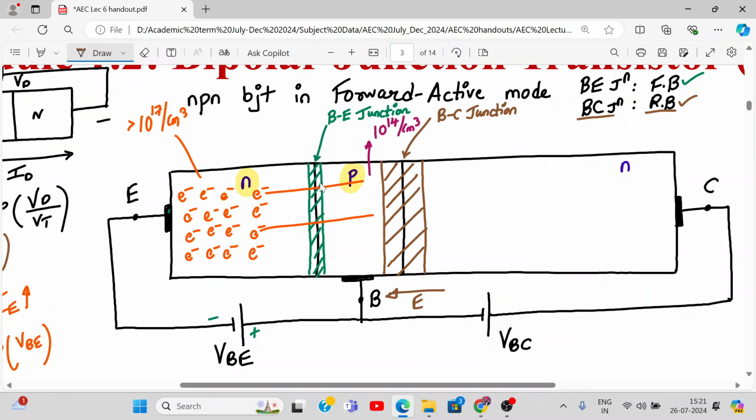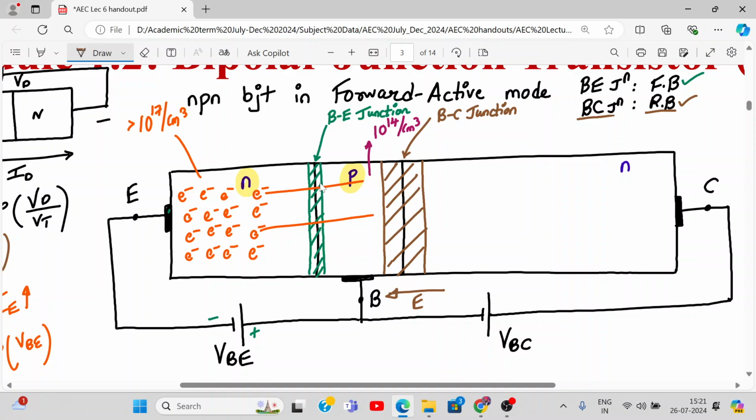What did I tell you about electrons and electric field? The electrons will always try to run away from the electric field. So some of these electrons, I told you, 10 lakh electrons traveling into the base, not all of them together, but in patches.